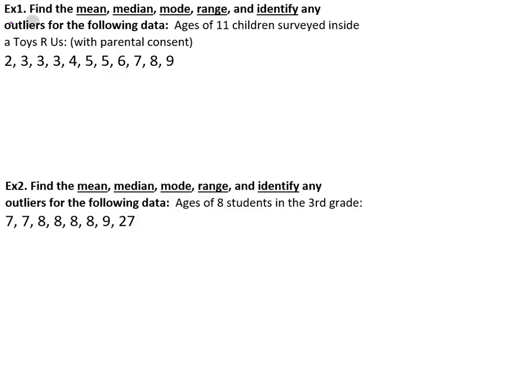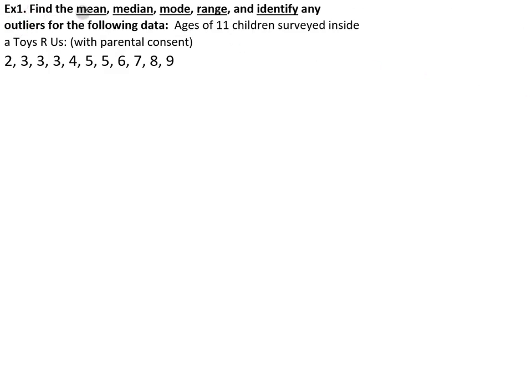Okay, so here's our first example. Let's just focus on that one for now. Find the mean, median, mode, range, and identify any outliers for the following data. Ages of 11 children surveyed inside a Toys R Us with parental consent, in case you were wondering. So I guess there's 11 of them here. They told us that, so I don't have to count how many there are.